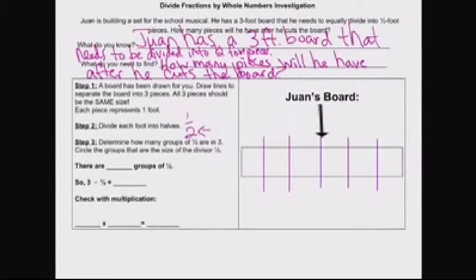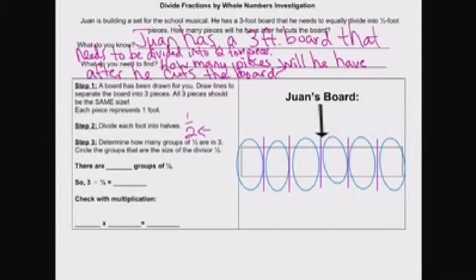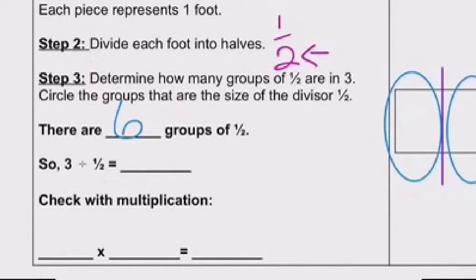Now we're going to determine how many groups of 1/2 are in 3. So again, let's change our color one more time and circle each group of 1/2. So we've got 1, 2, 3, 4, 5, 6. So we can say that there are 6 groups of 1/2. So 3 divided by 1/2 equals 6.